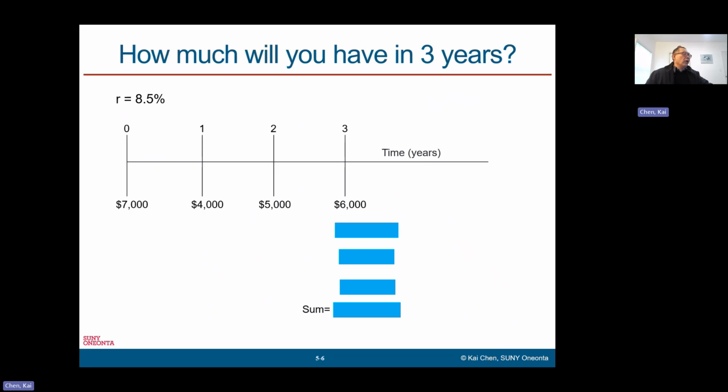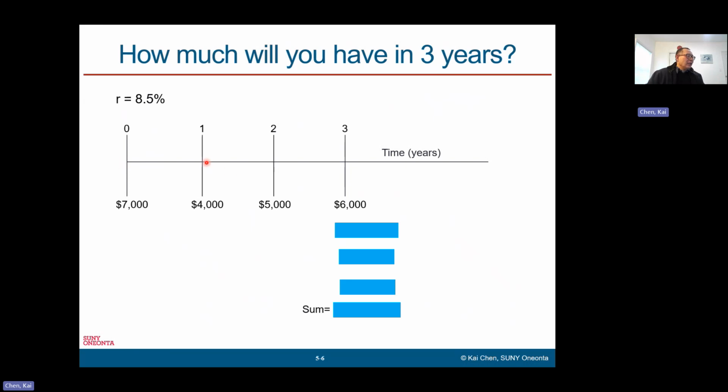In order to solve this multiple cash flow problem, usually, first of all, we draw a timeline. Here is the timeline, and because we look forward into 3 years from now, I have a 3-year timeline. According to the question, currently you have $7,000 in your bank account. So that is a cash flow at time 0.